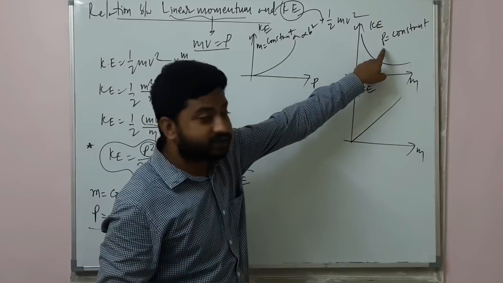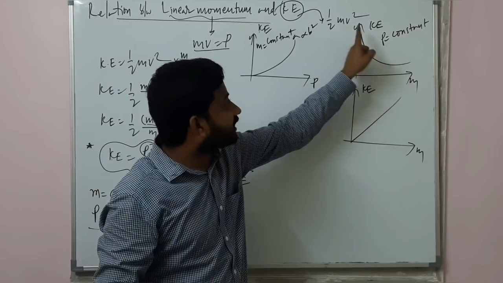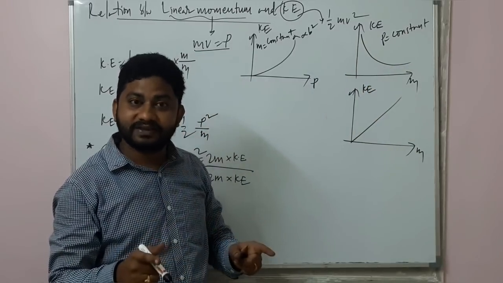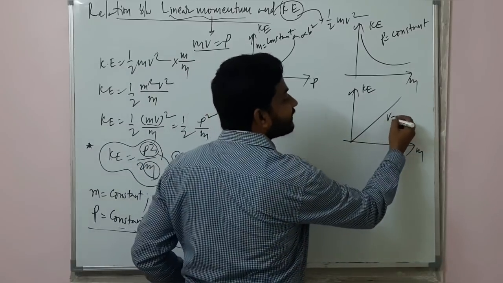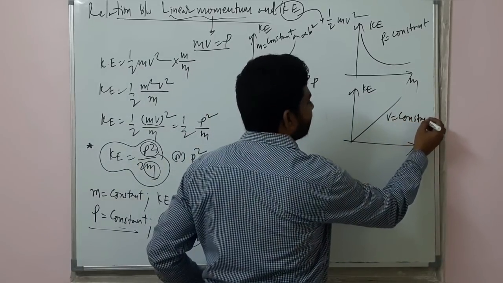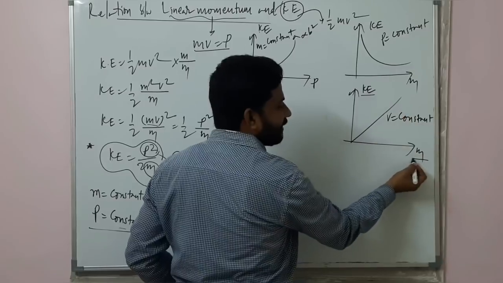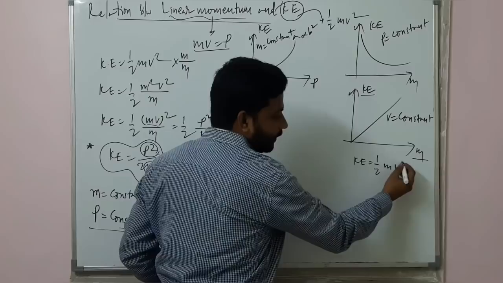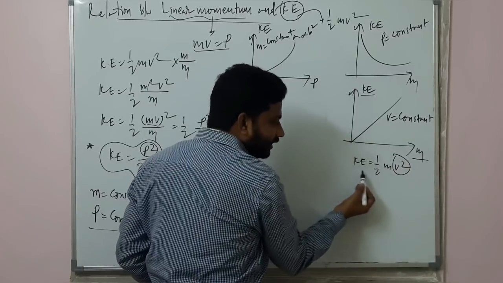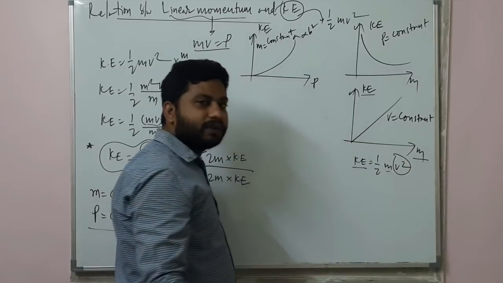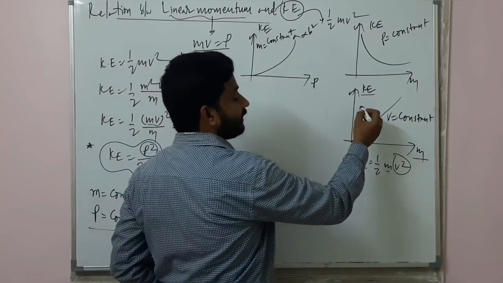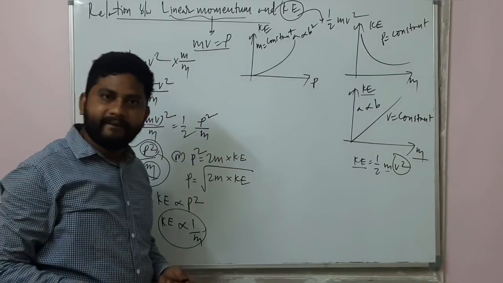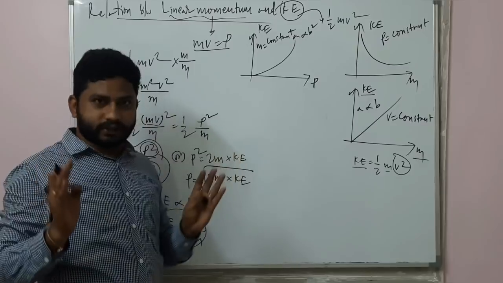Here I had clearly mentioned when linear momentum is constant, kinetic energy is like this with respect to the mass. When velocity is constant, the graph between kinetic energy and the mass will be like this, because kinetic energy is equal to half mv square. When v is constant, kinetic energy is directly proportional to mass, a directly proportional graph. The graph will be like this. I hope you got the point, right?